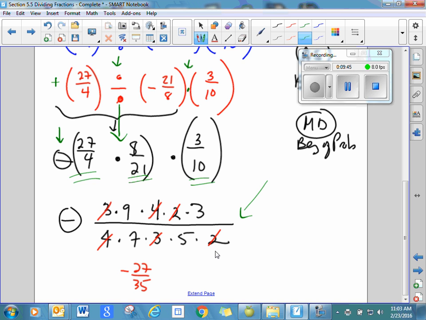Now I start canceling. Notice I've spread these guys out so that I can cancel neatly and see what I've got. I am working how? Oh, yes, down the page. Please, please, please, down the page. The 4's cancel, one of the pairs of 3's cancel, the 2's cancel, and I have to put it back together again. My sign is negative, negative 27 over 35.